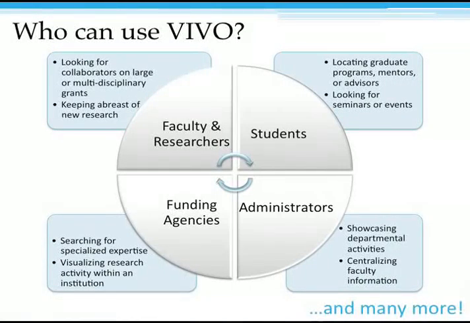So who can use VIVO? The goal of the NIH project, the National Institutes of Health VIVO project, is to enable national networking and collaboration for biomedical researchers. So a fundamental user group is the faculty and researchers looking to find other people to work with. But at Cornell, it's been heavily used by prospective faculty and students, particularly when exploring a complex discipline like the life sciences. We have faculty and expertise scattered across a number of colleges, departments, and programs at the institution. And for somebody outside, trying to find who to work with can be a real challenge.